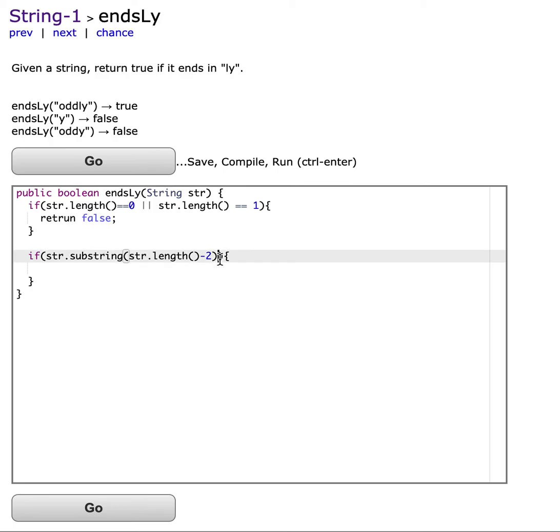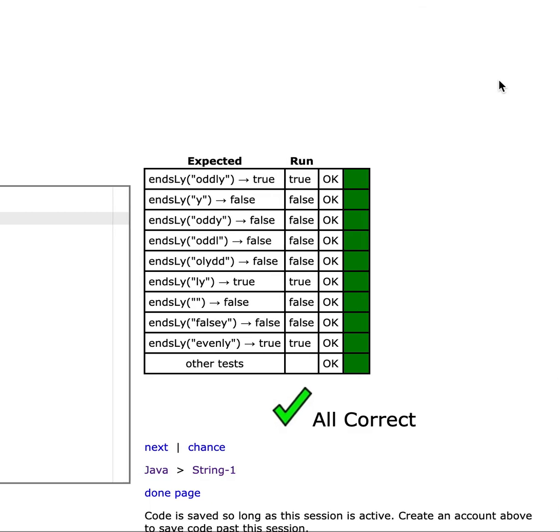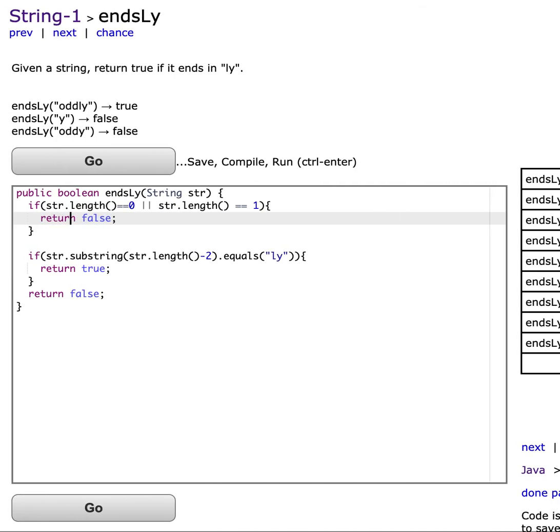If that equals ly, return true. If not, return false. All correct. So that was it.